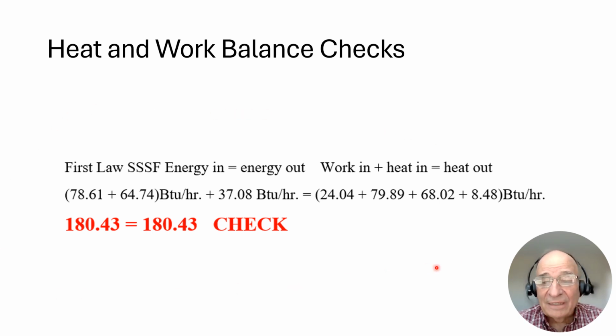And the last thing you want to do with all your computations is put a control volume around the entire plant and make sure that everything balances. This way you make sure you don't have any hidden errors in your computational work. And in this case, 180.43 equals 180.43, and those are in BTU per hour, and it checks, so we know that that computation is correct.